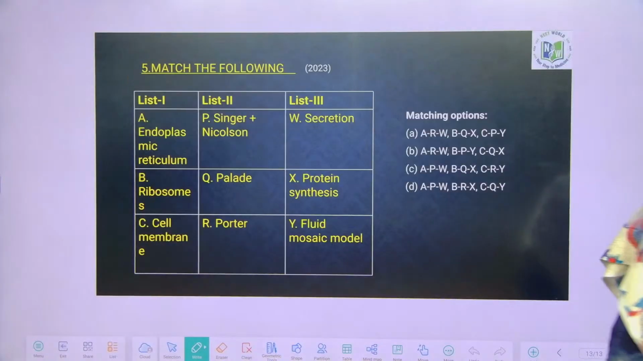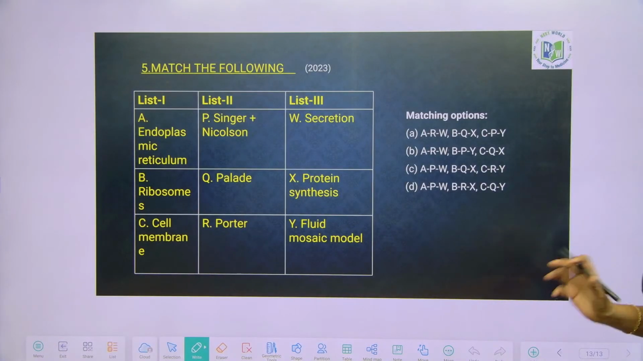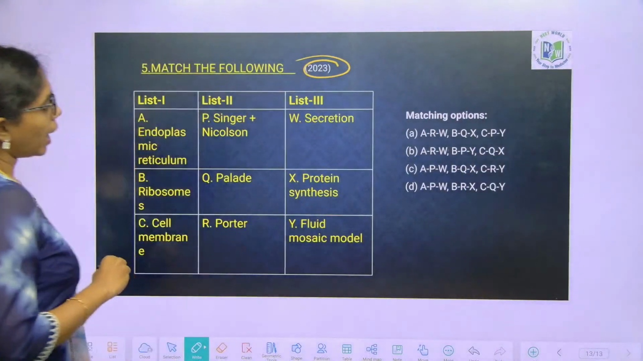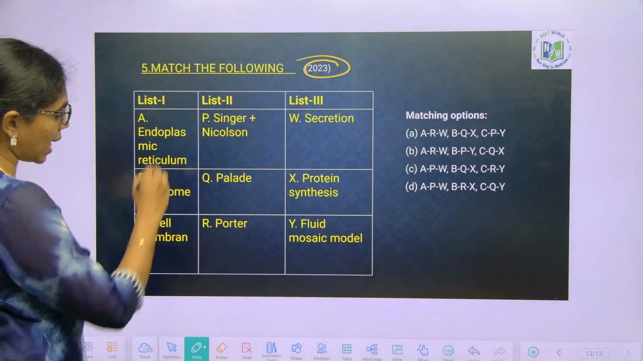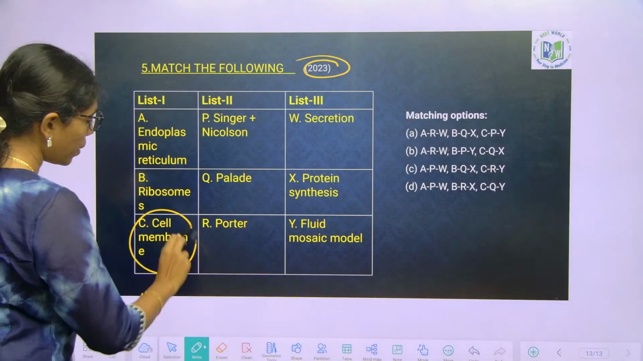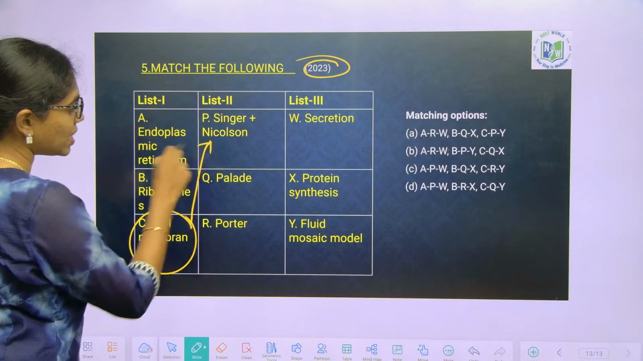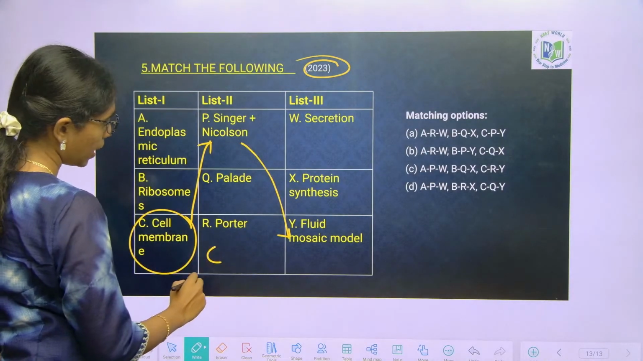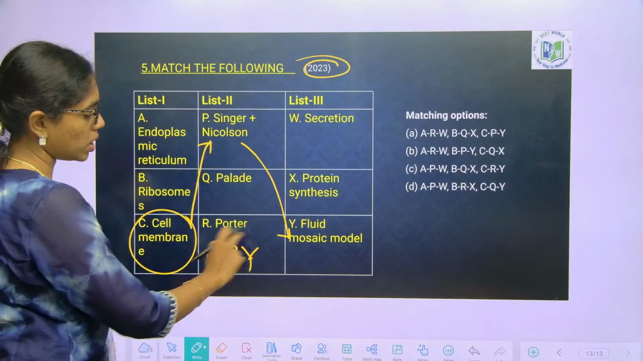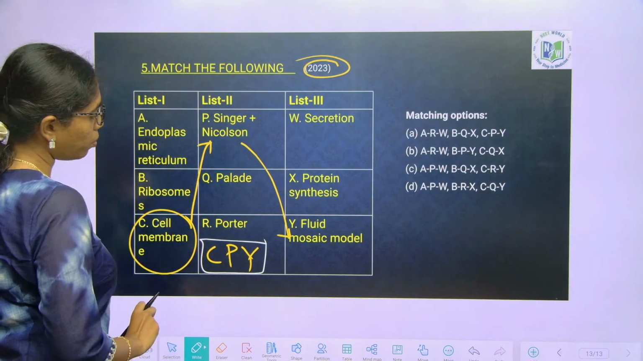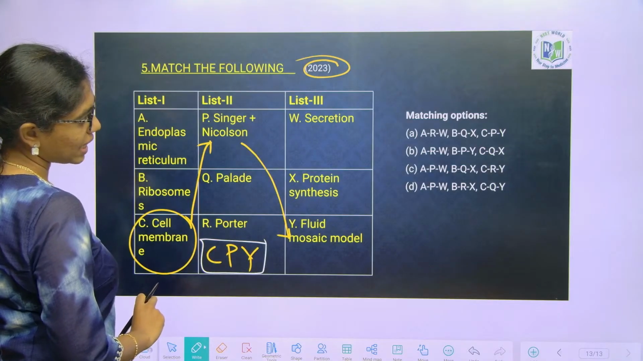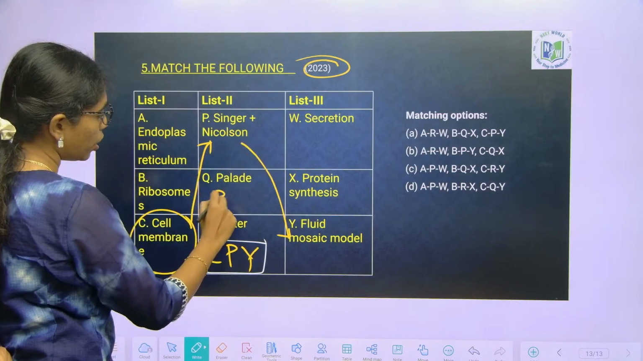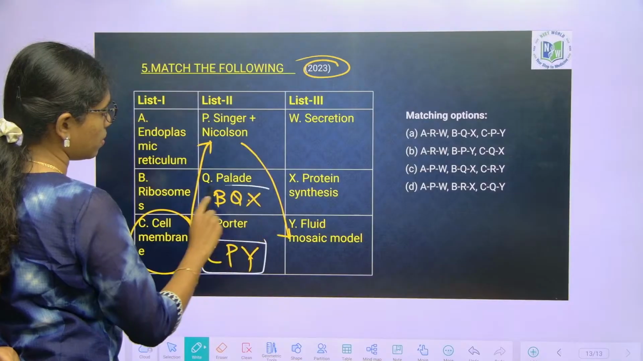Next question, last question of today's session, which is based on the discoveries of this chapter, asked in the year 2023. Endoplasmic reticulum, ribosomes and cell membrane, these three are given. Cell membrane model is proposed by Singer and Nicolson, and that is the fluid mosaic model. So, C, P and Y are matched. Next, ribosomes, protein synthesis and discovered by George Palade. So, B, Q and X matched.